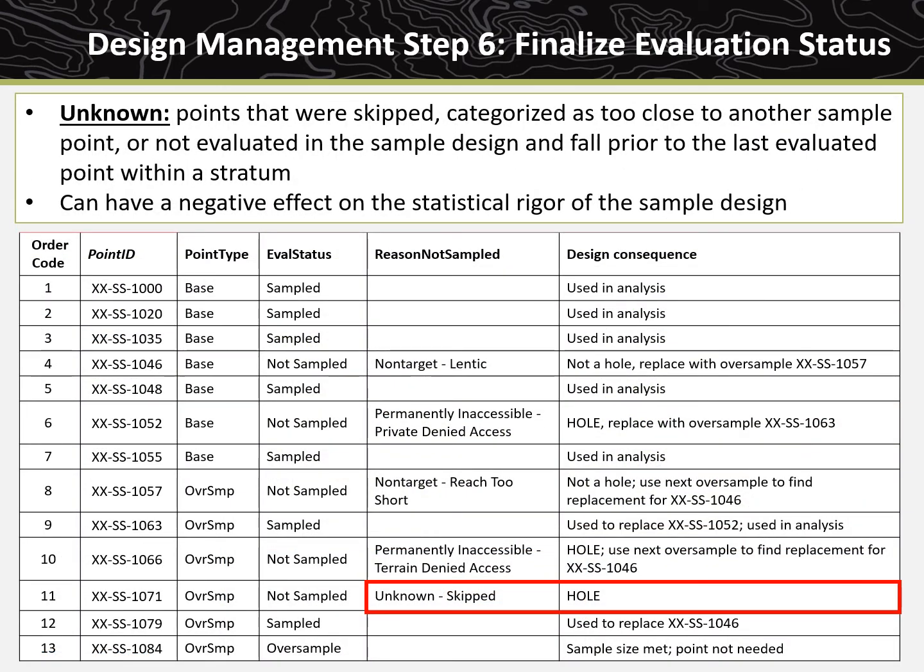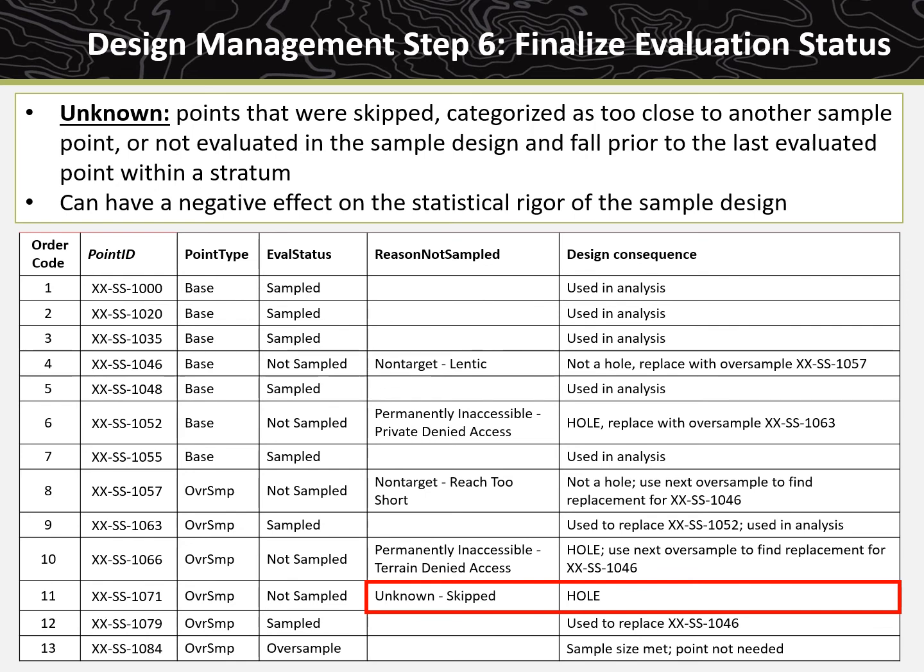Points may be designated as unknown if they were skipped, categorized as too close to another sample point, or not evaluated in the sample design, and fall prior to the last evaluated point within a stratum for a given year. For example, a landowner is contacted because a reach requires access through their land. The landowner never replies to the request, even after repeated attempts to contact them. This reach should be marked as unknown.